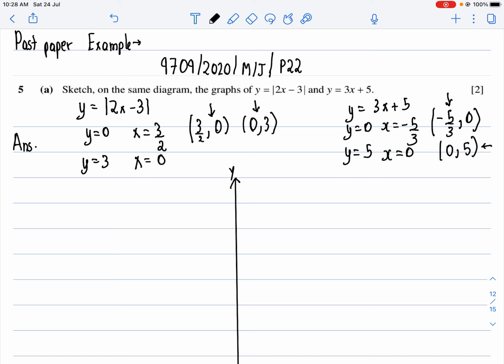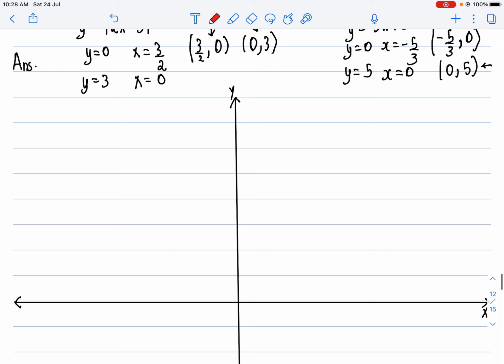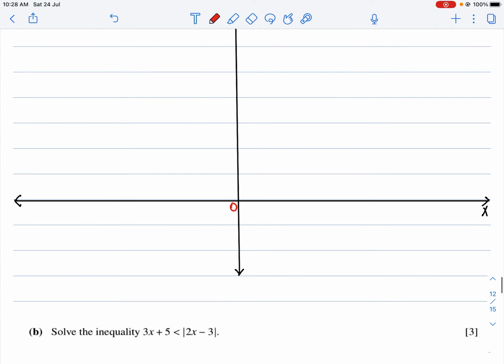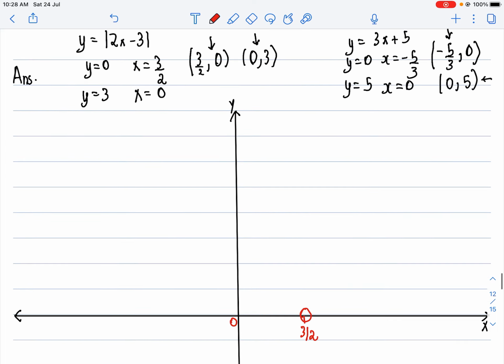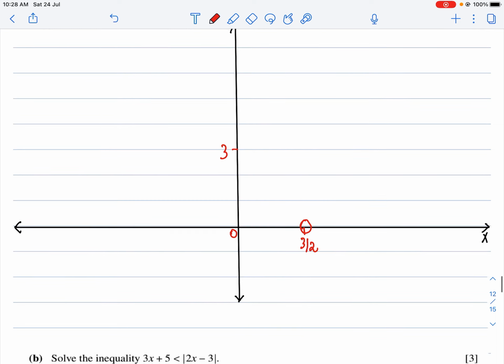So what we can first do is sketch the modulus graph. I'll do that with red. So I have 3 over 2 comma 0. So I know 0 lies here. Now I have 3 over 2 comma 0, which let's say lies somewhere here. And the second coordinate I have is 0 comma 3, let's say lies somewhere here. It needs to be a sketch. Remember that this is a modulus graph, so it's basically a V-shaped graph, which will look something like this.